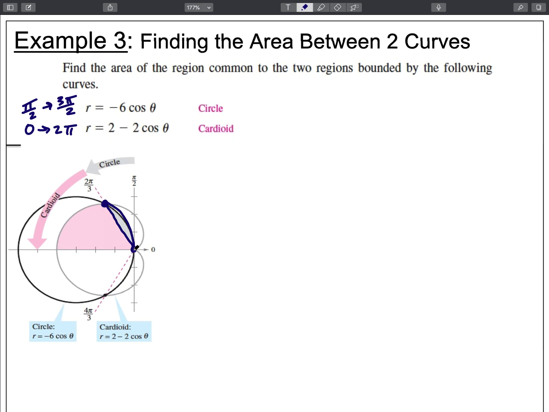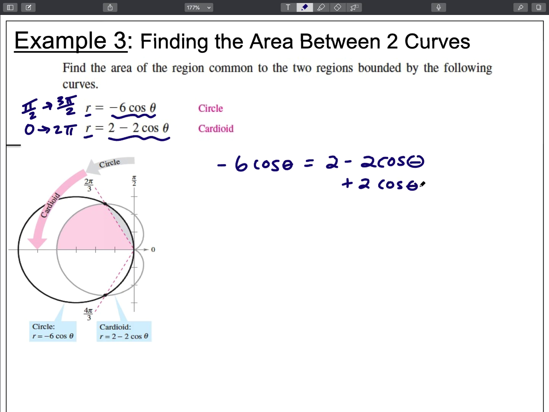Well, they intersect here at the origin, so we can definitely see that 0 is one of those intersections. But then we should also find out the second intersection right here. How we can do it is we can look at the picture, which is very helpful. But if we don't have a picture, we can actually just do a little bit of algebra. So let's go for it. So the algebra would say, take these two equations, set them equal to each other. Since they're both equal to r, set these two parts equal to each other. So how about -6 cosine of theta? This is equal to 2 minus 2 cosine of theta. Let's start solving. So just add 2 cosine of theta to both sides.